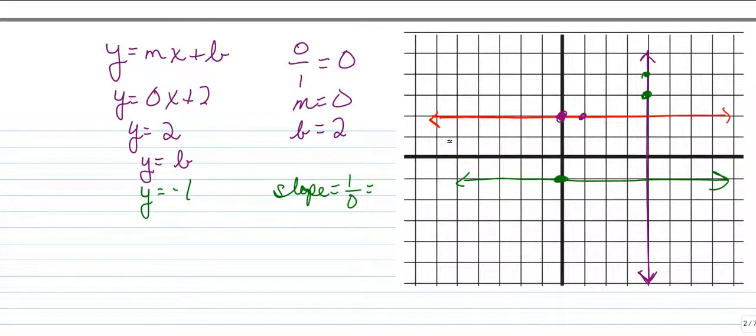So any line that is vertical will be an equation in the form of x equals whatever point that the line is passing through, whatever x coordinate. Well, if you look at the line, 1, 2, 3, 4, it's passing through x equals 4, so the equation is x equals 4. So you should know that any horizontal line will be y equals whatever the y-intercept is, and any vertical line will be x equals whatever point that the line is passing through.